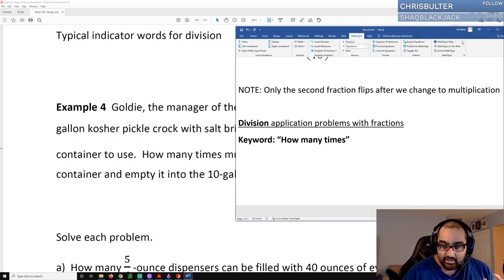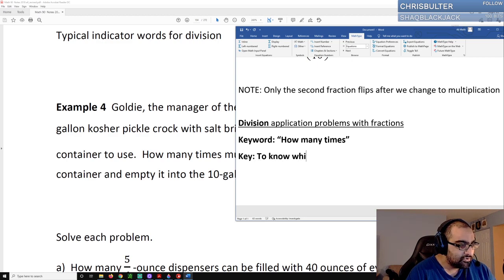Now, the other question is, how do I know which number goes first? And how do I know which number goes second when I'm trying to set up these division problems? So let's at least talk about that. Let's talk about a key here.